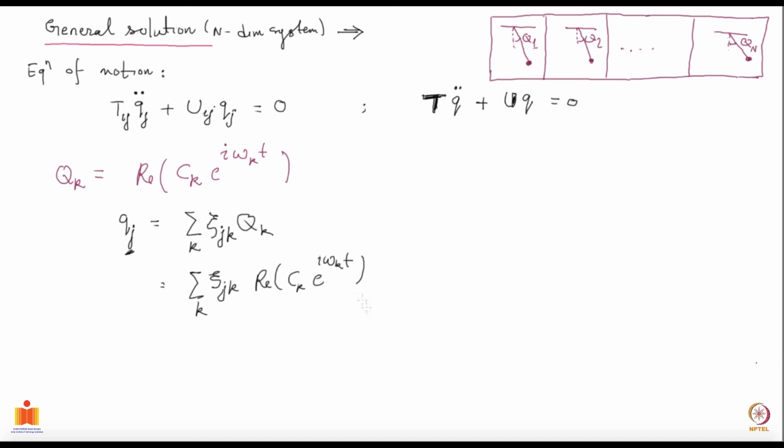And I have already made the assumption that I'm taking all the omegas to be non-zero. Now I take this qj and substitute it in the equation of motion. And what do I get? I get the following. So you already have a summation over j implied here, which I have not made explicit, but now I will. So I have a summation over j and then a summation over k.